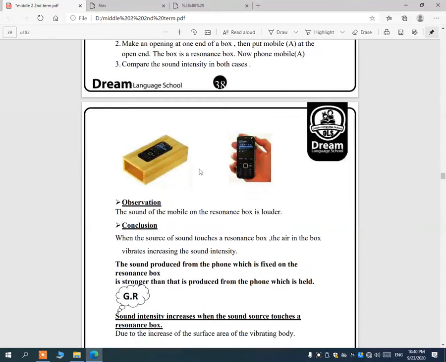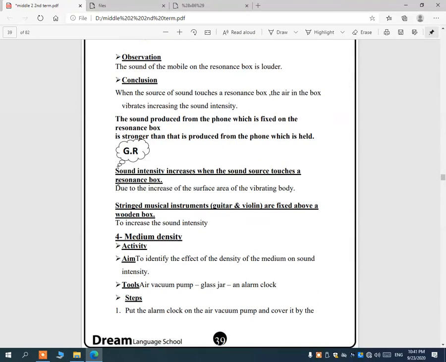Why? Because the resonance box has more surface area. So by increasing the surface area, the sound intensity will increase. So it's a direct relation. That's why the strongest musical instruments like guitar and violin are fixed above a wooden box. Why? To increase the sound intensity.